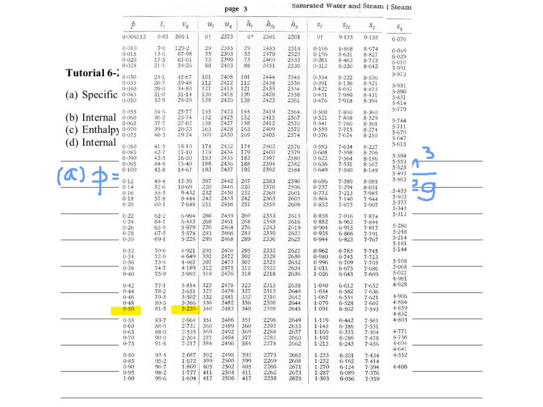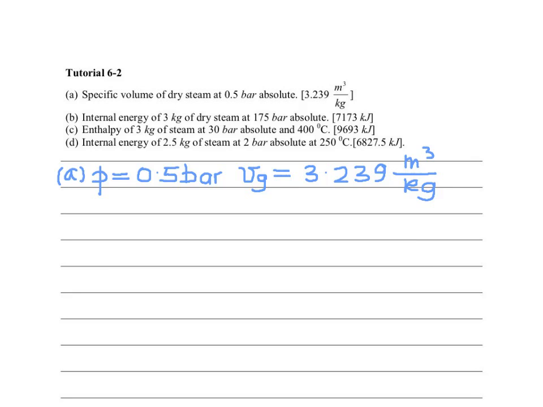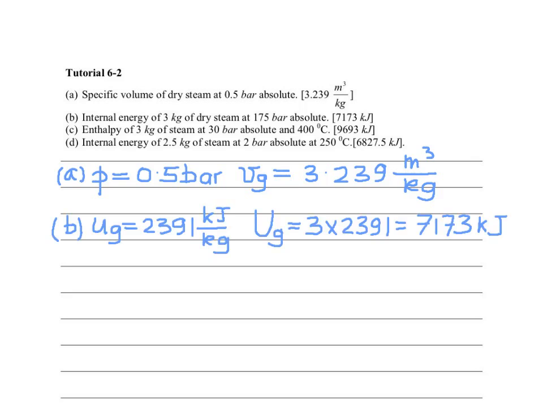So let's get back to our sum and complete it. So in section 2, as you can see, we got the internal energy, but now we have to consider the internal energy for 3 kilograms. We have a capital Ug, and our final answer is 7,173 kilojoules. Next, let's see part C.